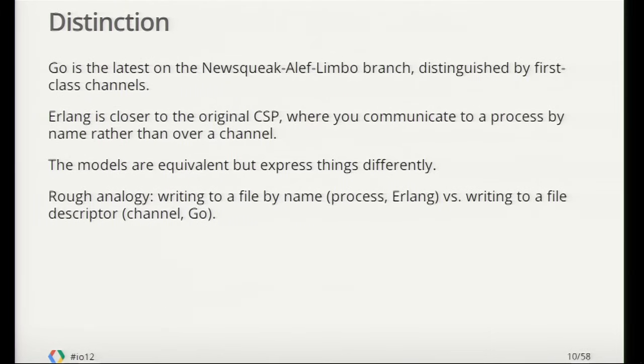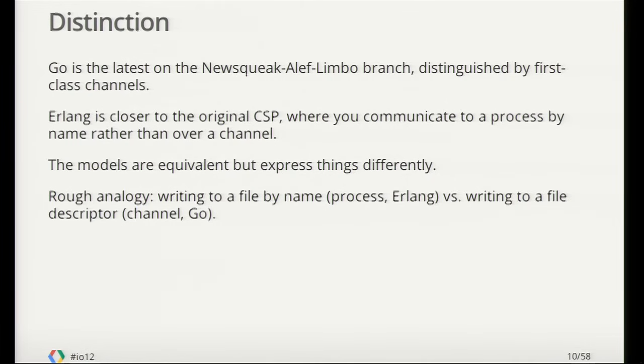Go is on the branch of the Newsqueak, Limbo sequence, and the thing that distinguishes them from most of these others is that it has the idea of a channel as a first-class value. In the original Hoare CSP, you communicated directly with a process by name, and that's essentially the way Erlang still works today. But in Go, instead, you don't talk to a process, you talk to a channel, and the other end of that channel is some other thing that could be reading the values that you're sending to it.